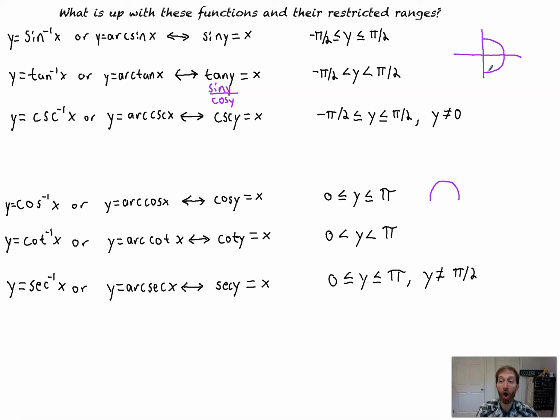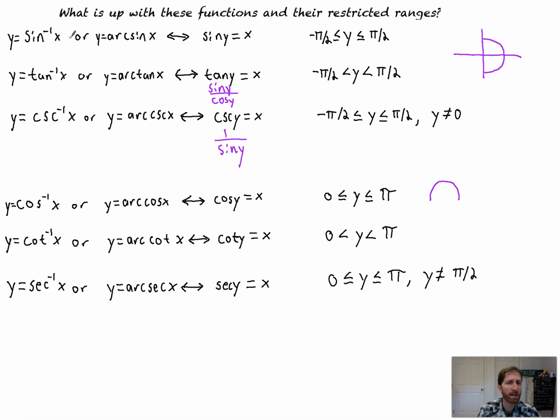Sine takes on all of its possible values from -pi/2 to pi/2. And the same with cosecant, which is 1 over sine. So as long as y doesn't equal 0, we're good, because then we get 1 over 0. But otherwise, we hit every cosecant value.